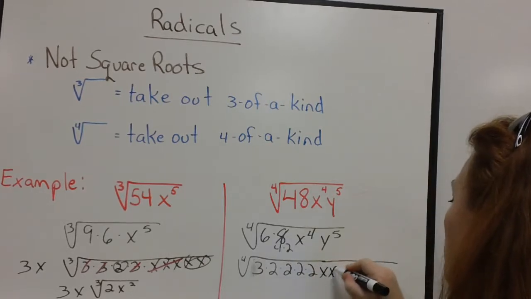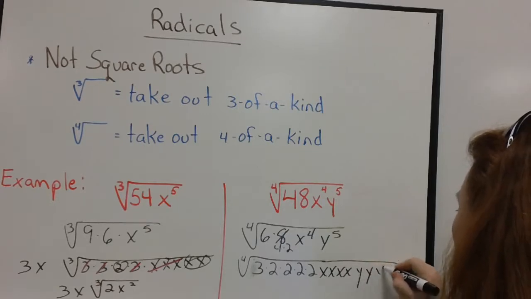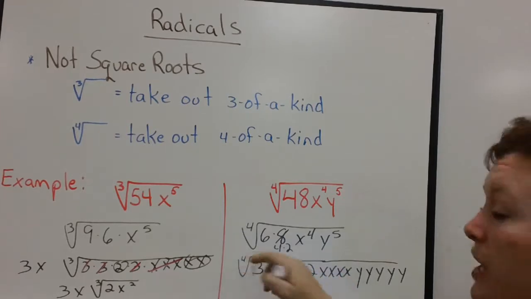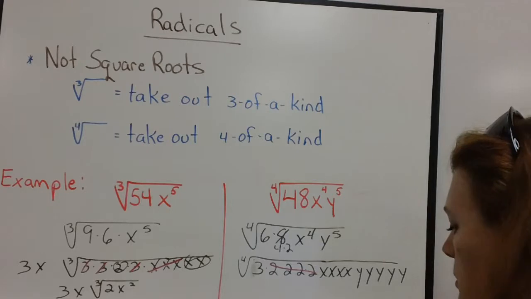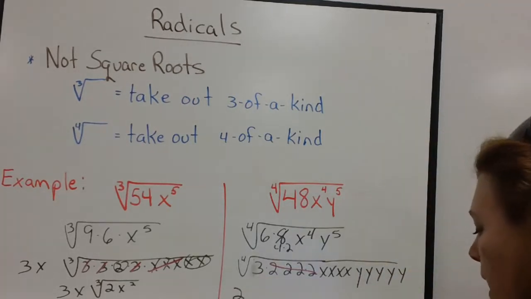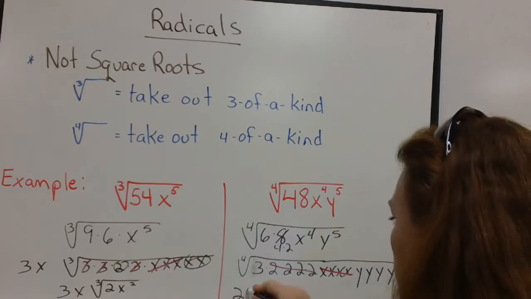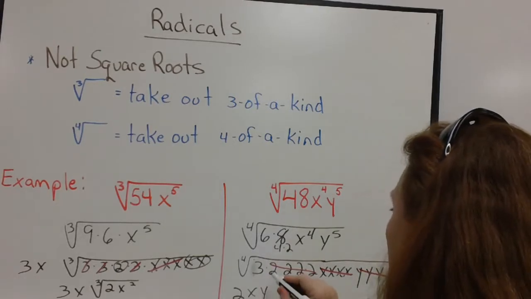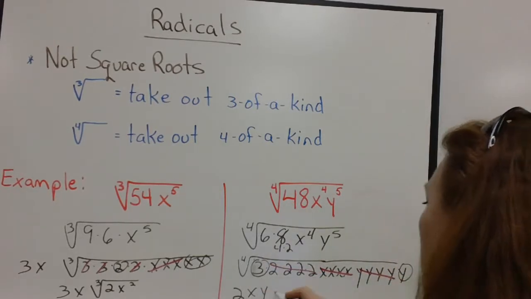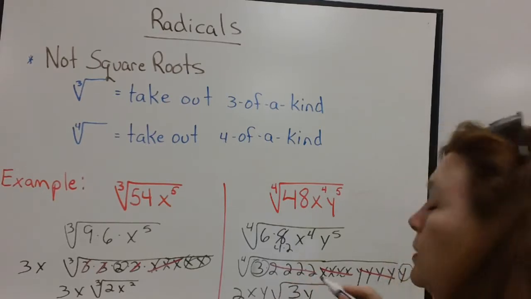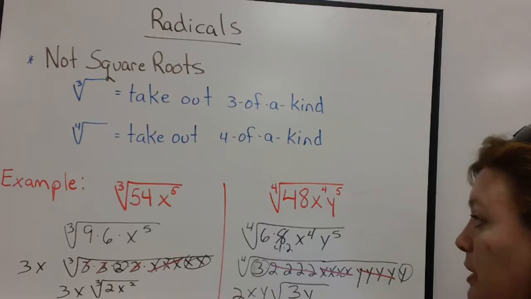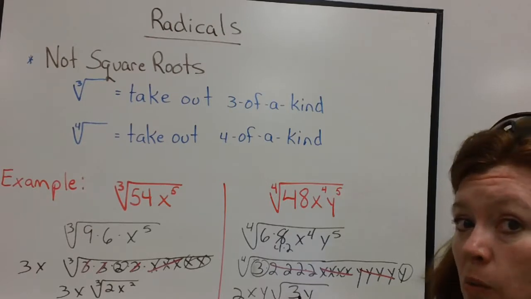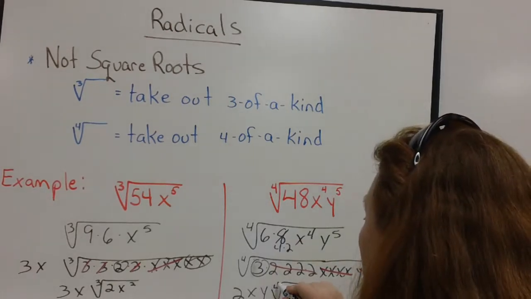All right, 1, 2, 3, 4. 1, 2, 3, 4, 5. All right, what do we have here? I'm looking for 4 of a kind. I have 4 2's. I have 4 x's. I have 4 y's. And all I have left is a 3 and a y. Again, I do not have the right answer. I am forgetting something extremely important. That says 2xy times the square root of 3y. I don't want the square root, I want the 4th root.